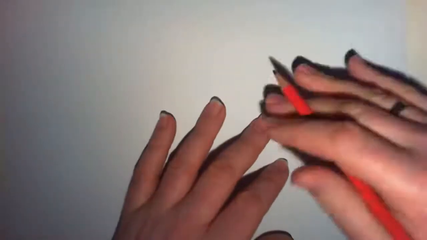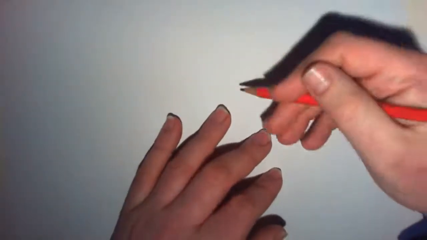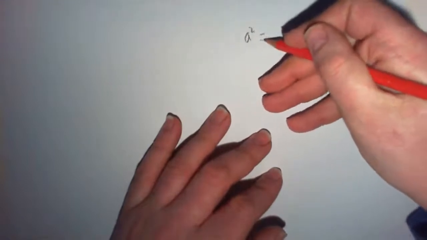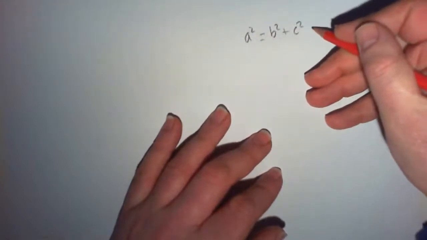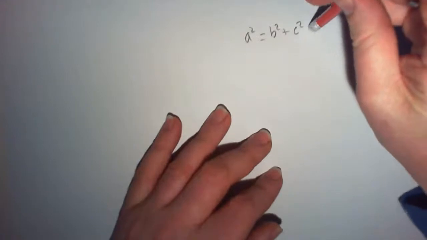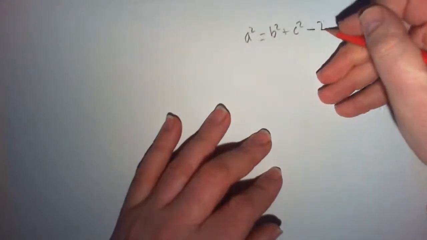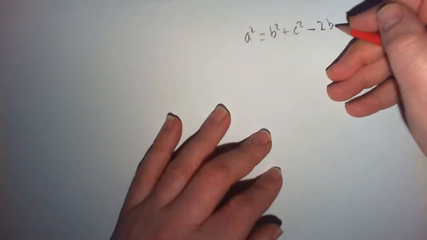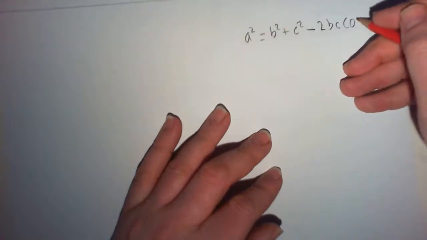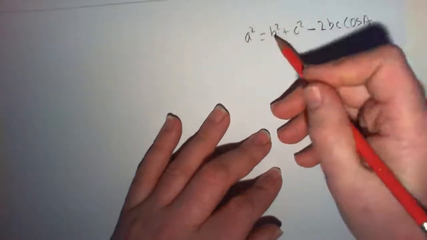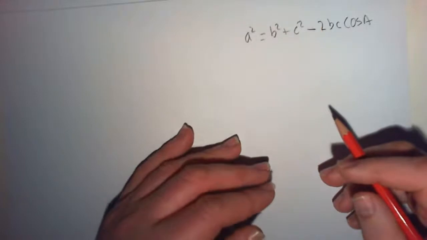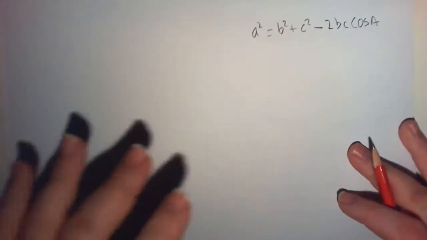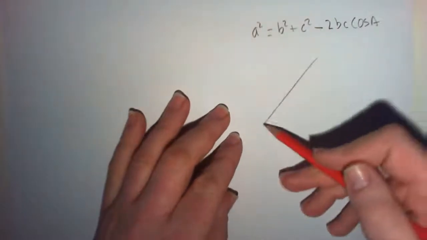Hello everyone. So a quick review of the cosine rule. The cosine rule says that one side squared is equal to the other two sides squared added, minus twice their product by the cos of the angle between them. Okay, so we're going to have a look at it today, and a couple of little ones. Have some fun with it, maybe.